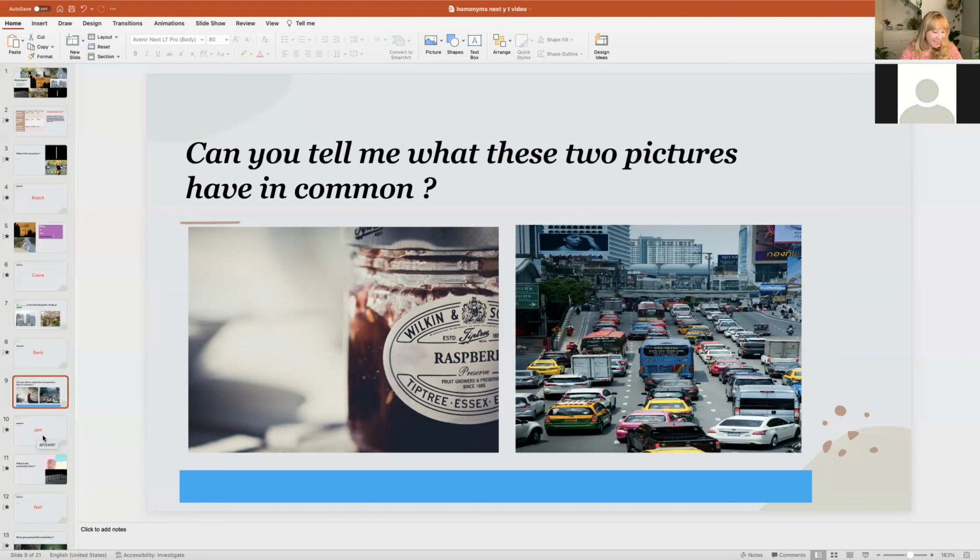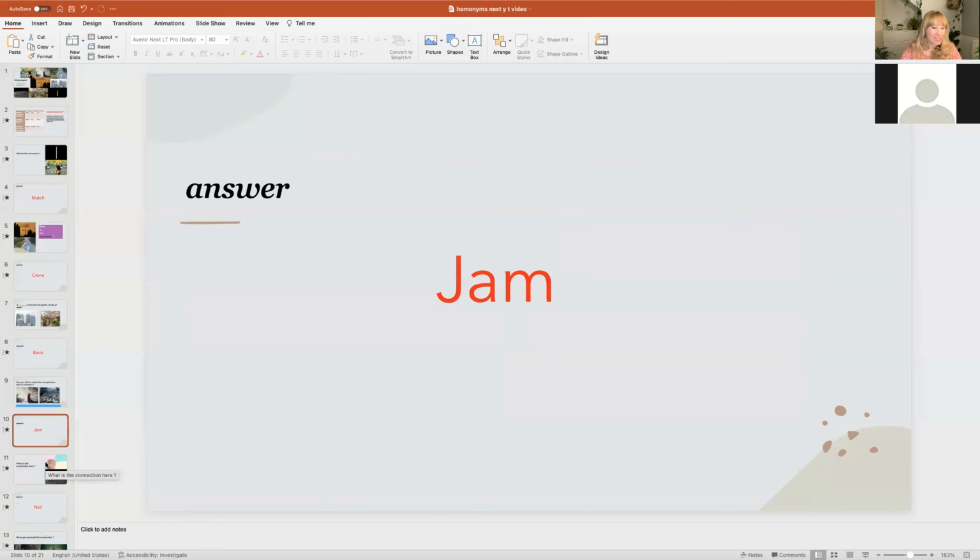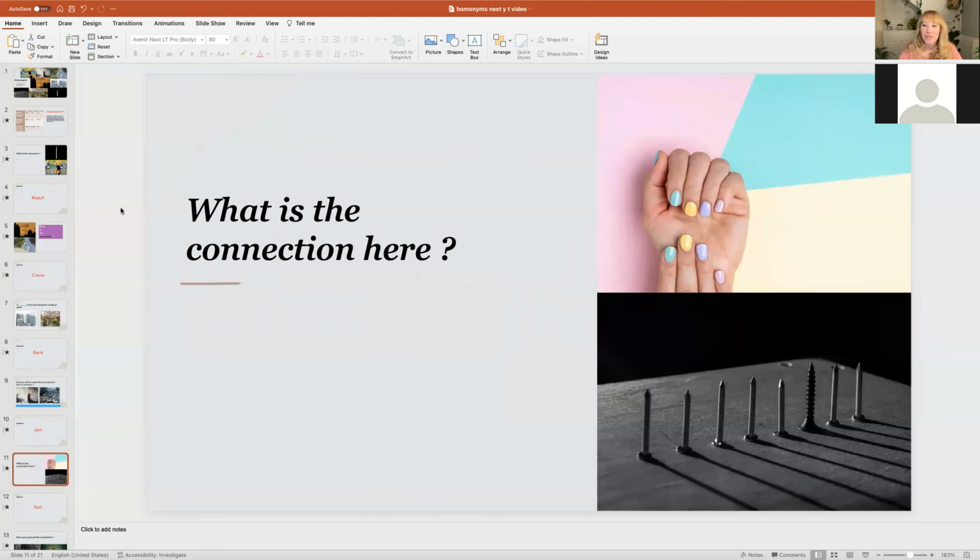Like in Dhaka. Okay, so let's move on to our next one here. So we've done jam. So we have two very different pictures here. We have hands and we have something that a builder might use to put something on the wall. Can you work out what is the connection here?